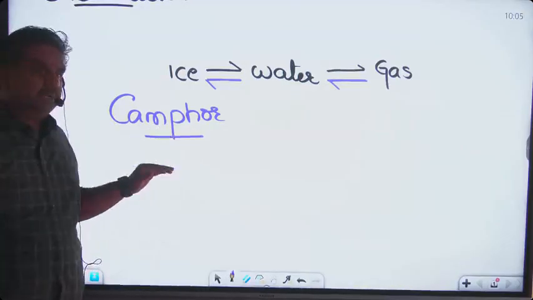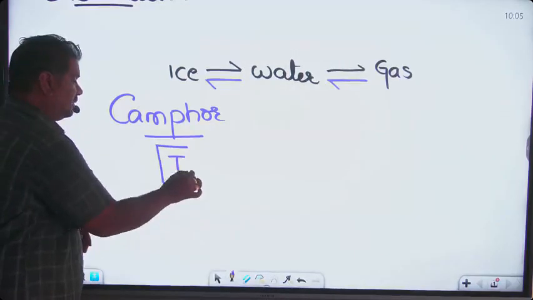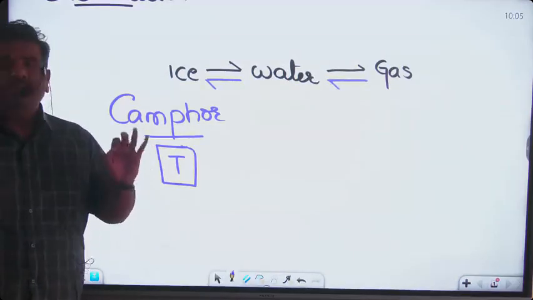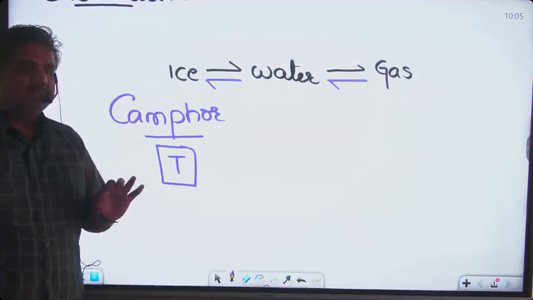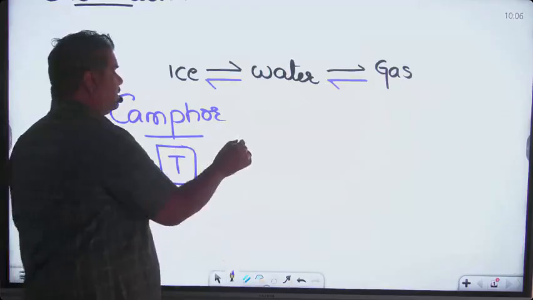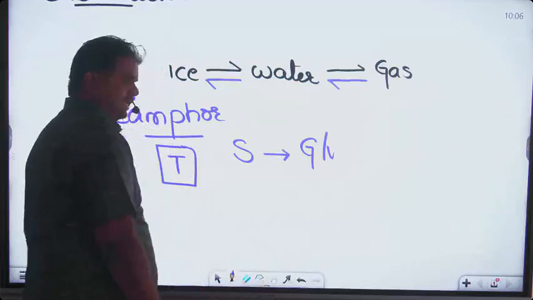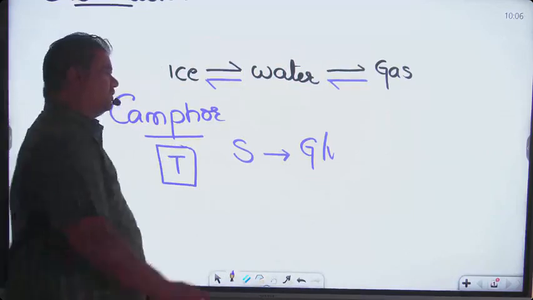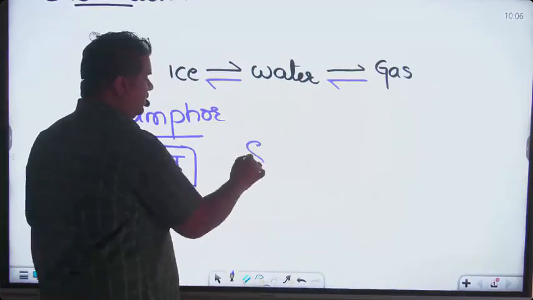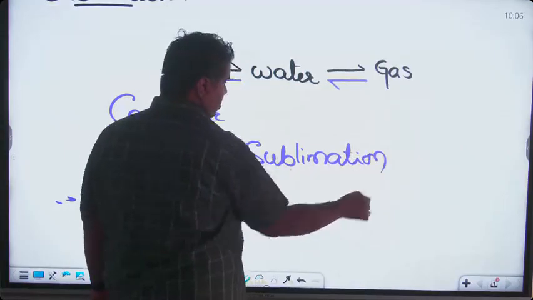Now why is it happening? First and foremost, in this process, temperature is not increased, temperature is not decreased. At room temperature, this substance, which you are calling camphor, is getting converted from the solid state to the gaseous state, or else you can say the vapor state అని కూడా అంటాం. Now that particular process wherein a solid is directly converted to vapor is known as sublimation అని అంటాం.